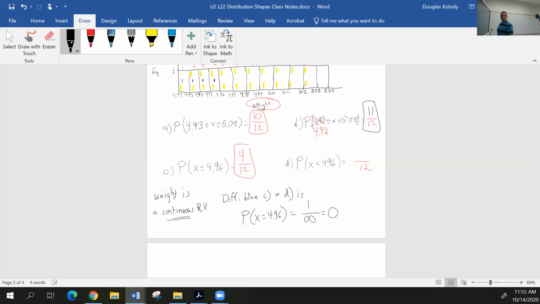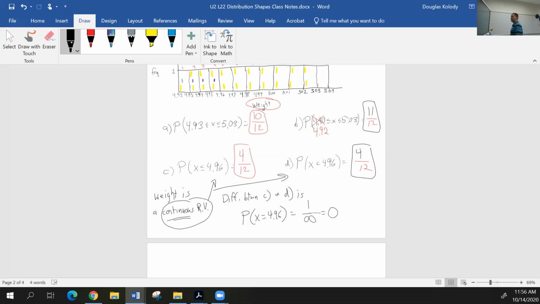We're talking about limits in calculus right now. So if the probability of being equal to any one given weight here is 0, is there a difference between C and D? The answer, my friends, is no. And the answer is no, simply, and this is the most important, simply because we're dealing with a continuous random variable. When dealing with continuous random variables, there is no difference between less than, or equal to.